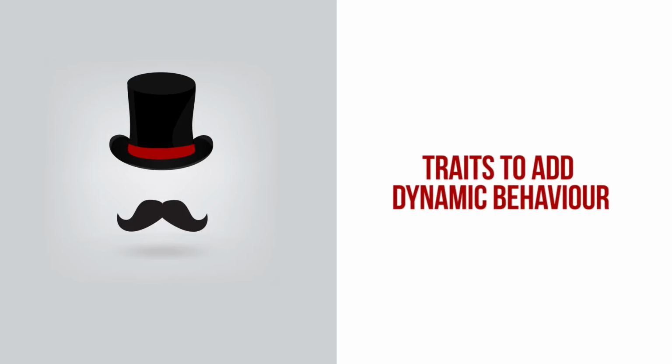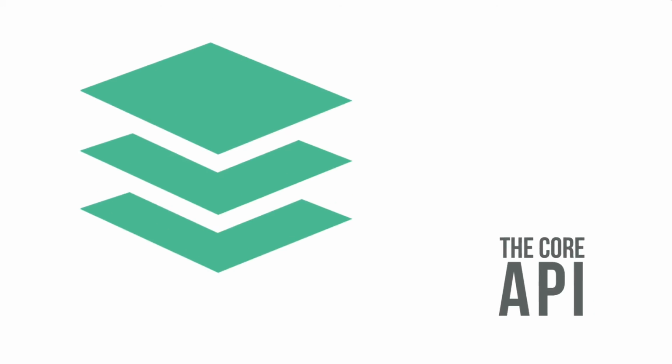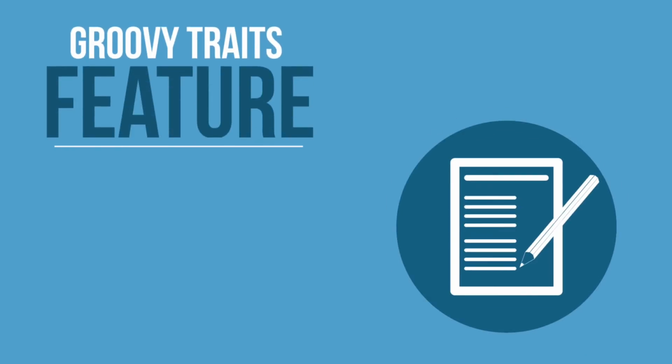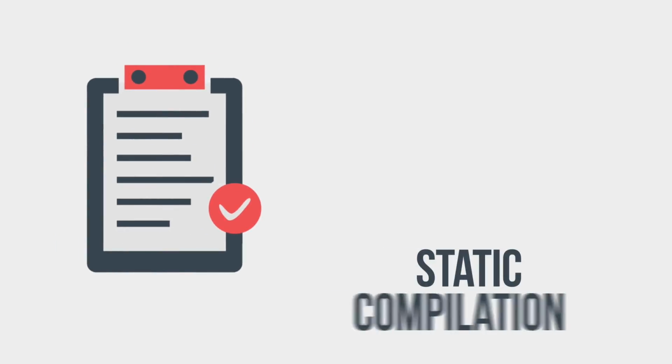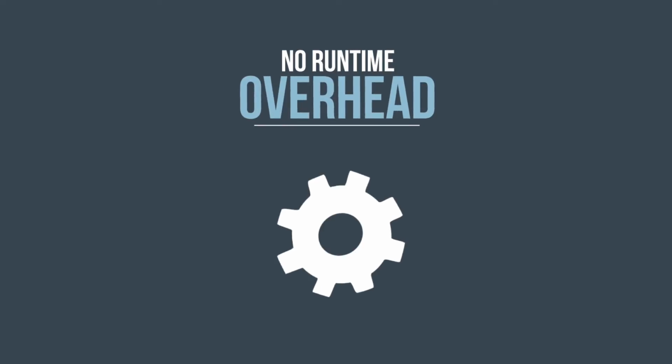Traits to add dynamic behavior. The core API has been rewritten using the Groovy Traits feature. The good thing with traits is that they are compatible with static compilation, thus there is no runtime overhead when using them.